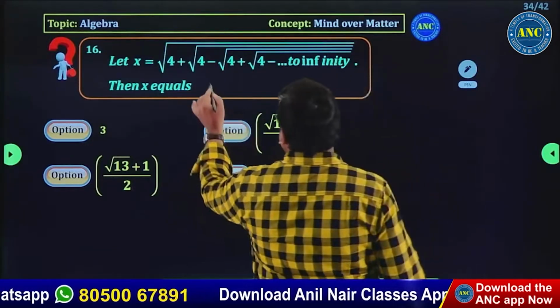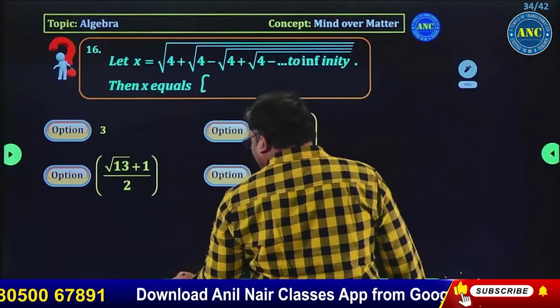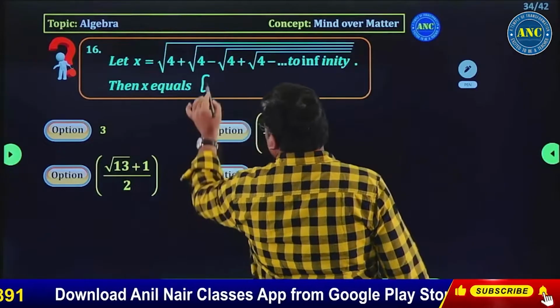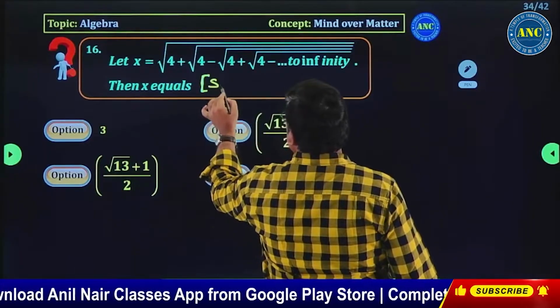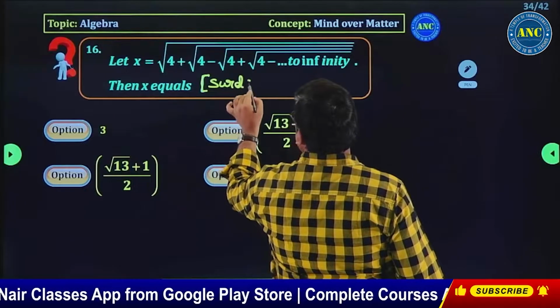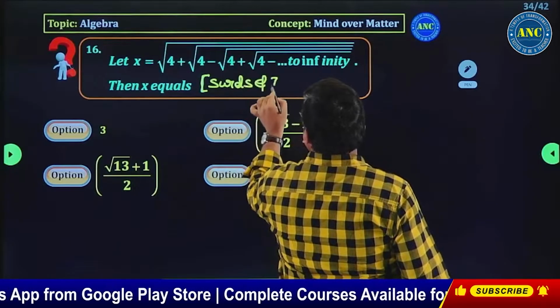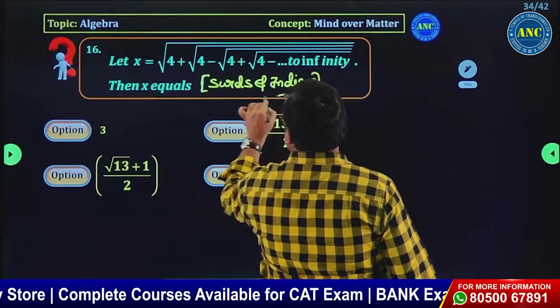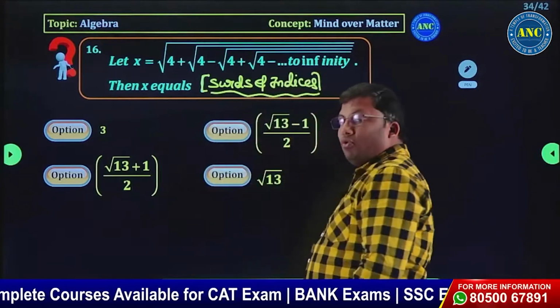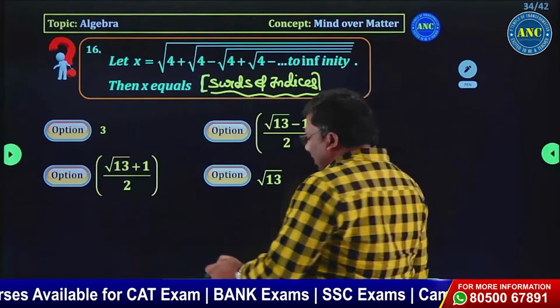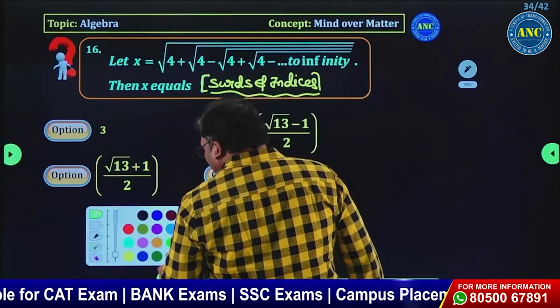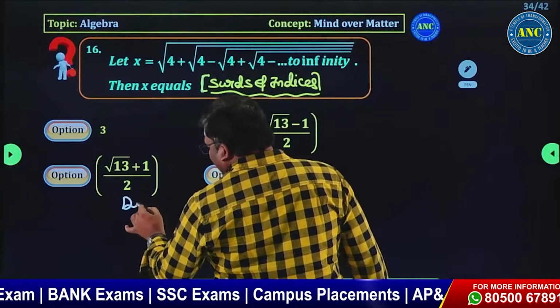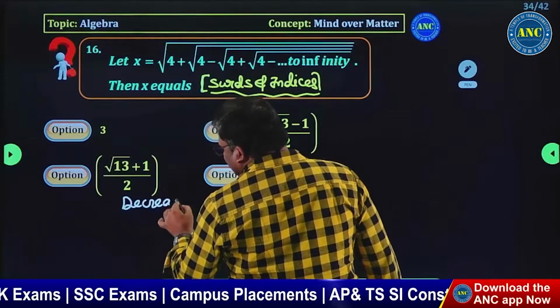Now this question is based on surds and indices. One of the most important models in surds and indices is how to solve the problem if it is a decreasing series.